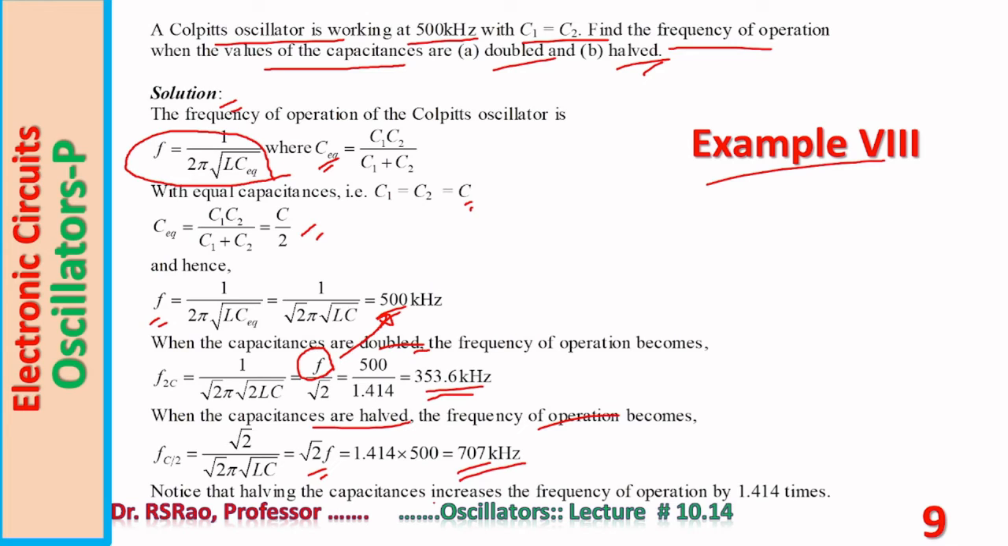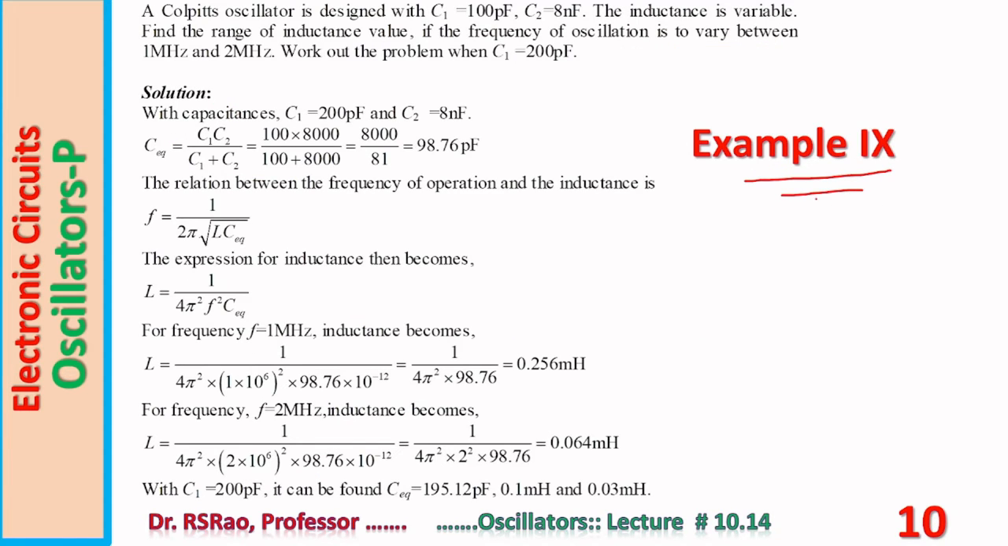Notice halving the capacitances increases the frequency of operation by root 2 times, that is 1.414 times. Another problem, example 9. A Colpitt's oscillator is designed with C1 equal to 100 picofarads, C2 is 8 nanofarads. The inductance is variable. Find the range of inductance value if the frequency of oscillation is to vary from 1 megahertz and 2 megahertz.